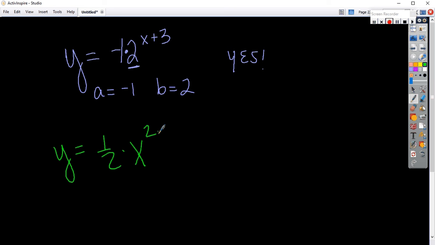Yes? Yes. This one, no, because the base is the variable. Okay? Your variable has to be the exponent to be an exponential function. What type of function is this? Quadratic function. That's exactly right. All right.